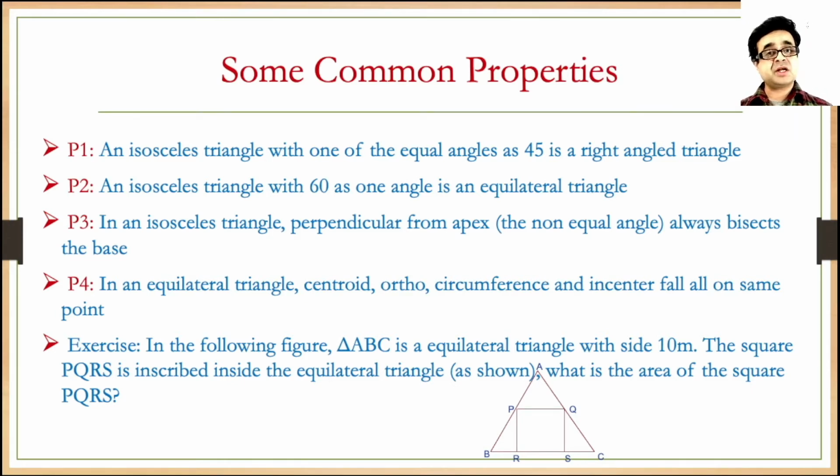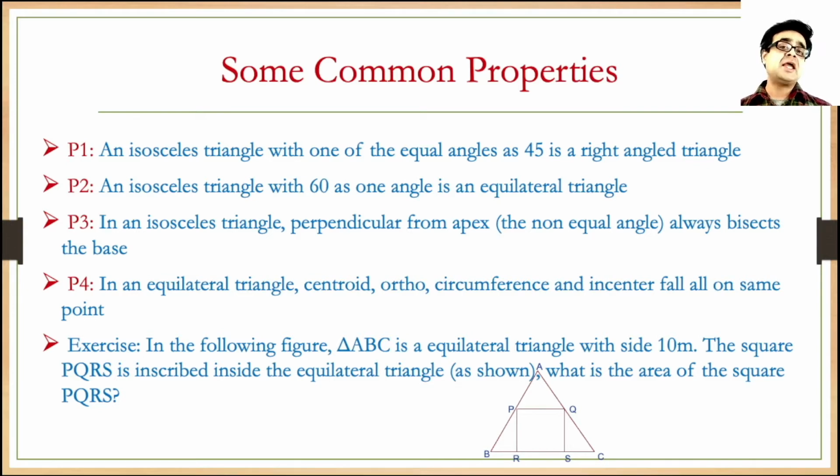An isosceles triangle with any one angle as 60 degrees is always an equilateral triangle. In an isosceles triangle, the perpendicular from the apex, which is the non-equal angle, always bisects the base, and you can again very easily derive that property, but it is always good to remember it.